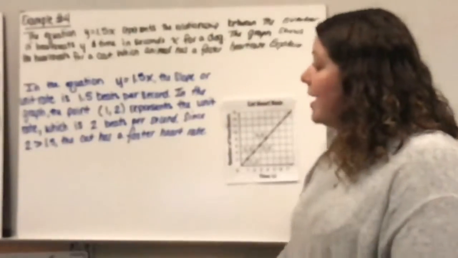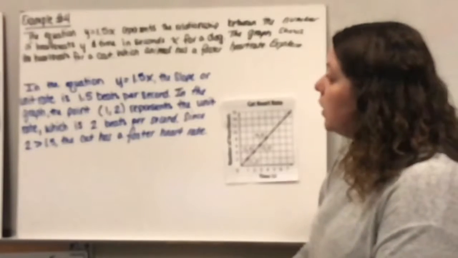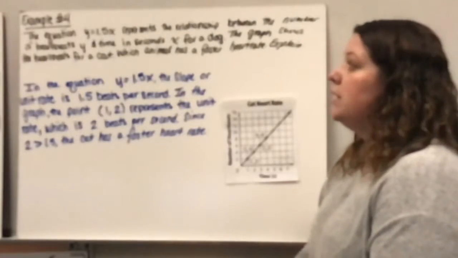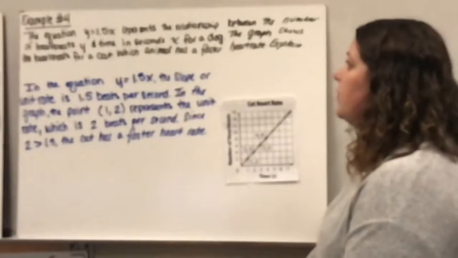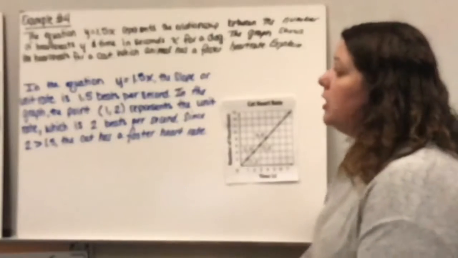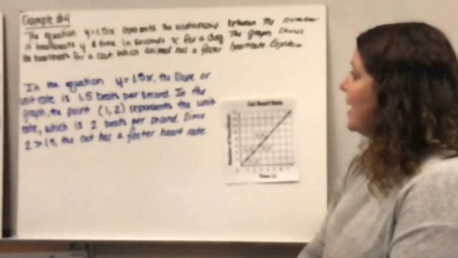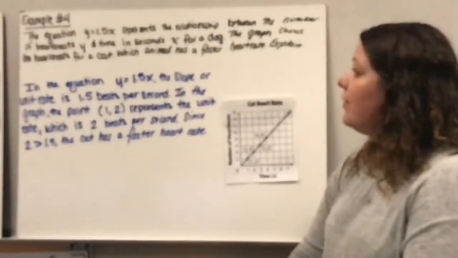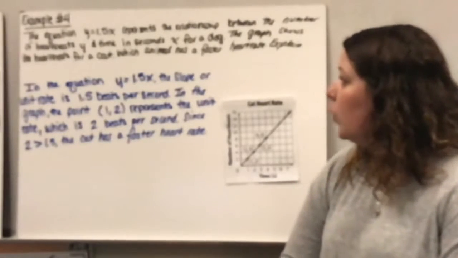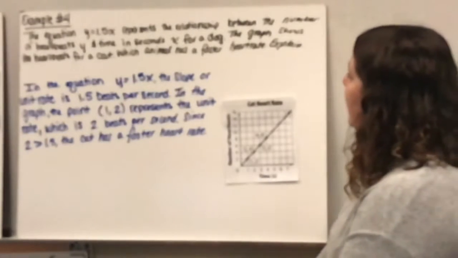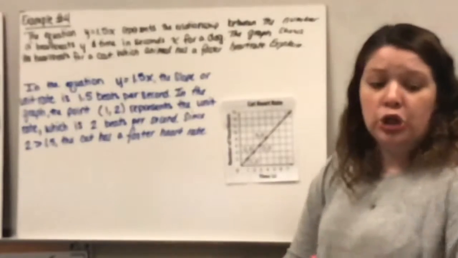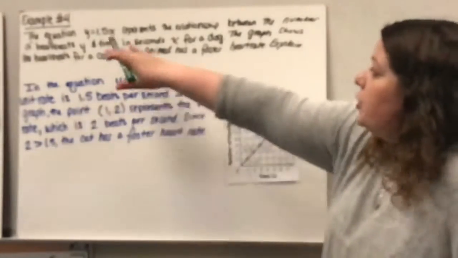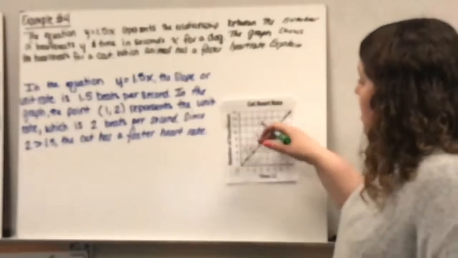And I have one last one here to go over, example number 4. It says the equation y is equal to 1.5x represents the relationship between the number of heartbeats y and time in seconds x for a dog. The graph shows the heartbeats for a cat. Which animal has a faster heart rate? Explain. Okay? So I'm given an equation for dogs, and I'm given a graph for cats.